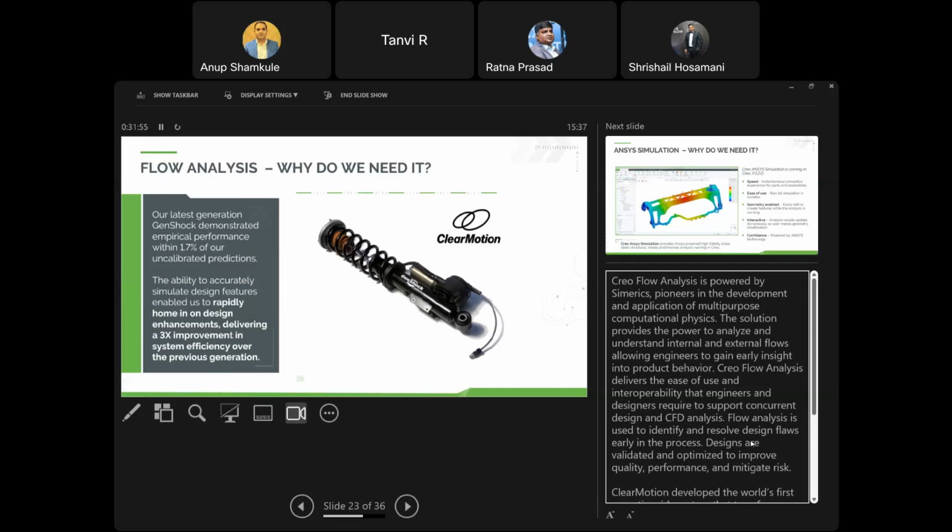When we are doing computational fluid dynamics, we need to understand the heat transfer effects of the medium, and how the fan brings ambient air inside and gives that cooling effect, so that the components should not be spoiled, right? This Creo Flow Analysis is actually powered by Cimetrix, who are pioneers in this.